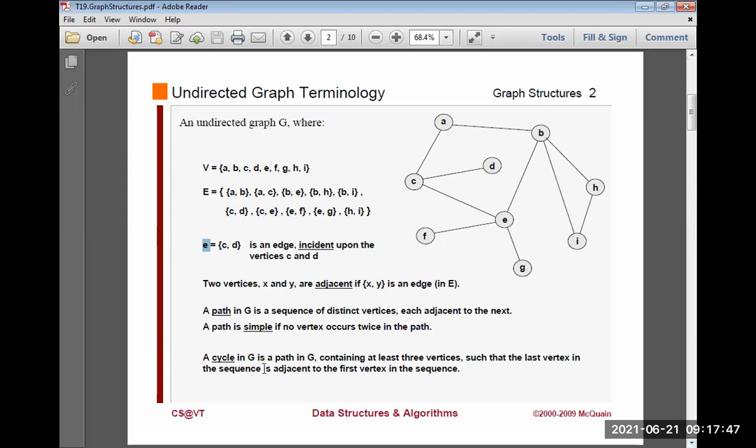Then a cycle in G is a path in G containing at least 3 vertices. So how do we represent a cycle? We do not represent a cycle with 2 vertices, at least 3. So you need a minimum of 3 vertices to represent a cycle. More than 3 also you can represent with a cycle. See here, this is one cycle. So if you represent a cycle, you need at least 3 vertices.